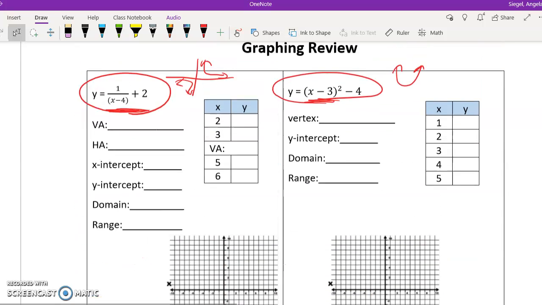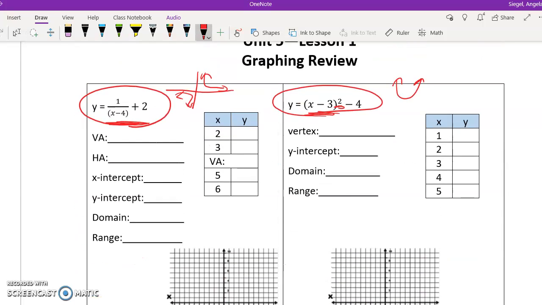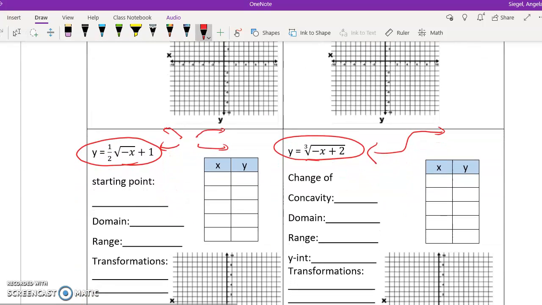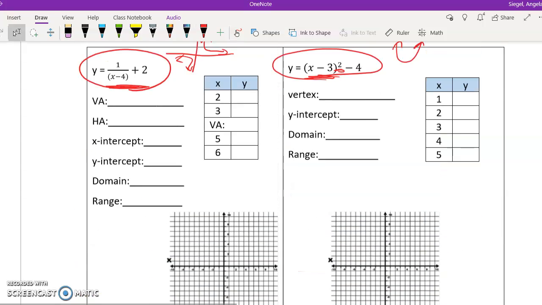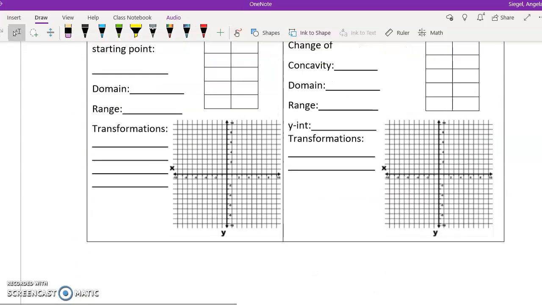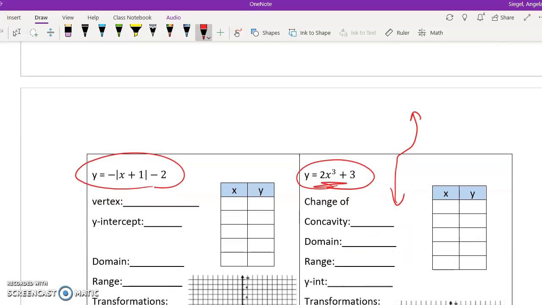Notice that the square is up while the square root is on its side. So notice the roots are on their sides and the regular square and cube are up and down. So that's just something to point out. Oh, and we did not do this. This is going to be absolute value, so V for value. So it's going to look like one of those.